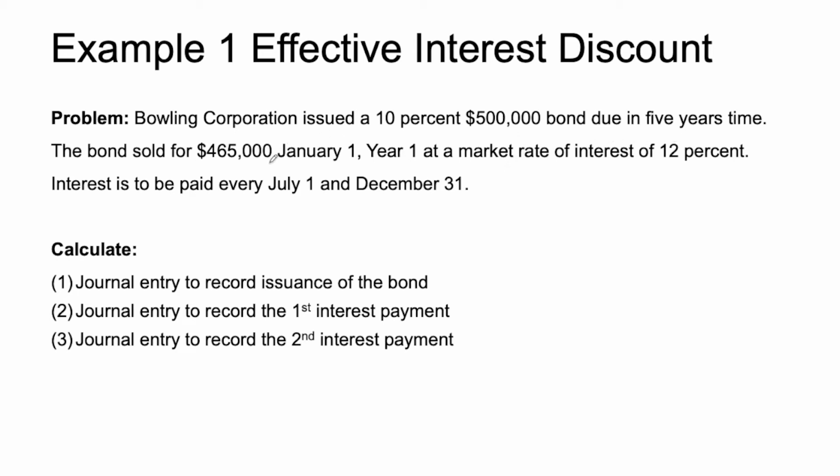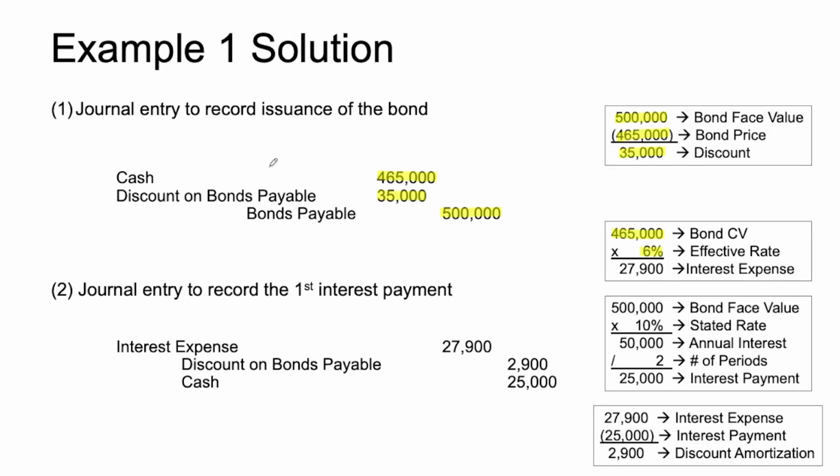However, interest is to be paid every July 1st and December 31st. So there's two interest payments during the year. So of course, when there's two interest payments, we're going to want to divide that interest rate by 2. So that's just the 12% divided by 2 at 6% to get our interest expense of $27,900.